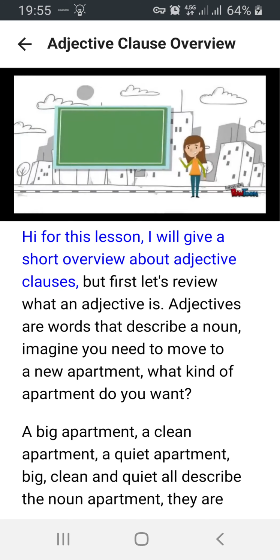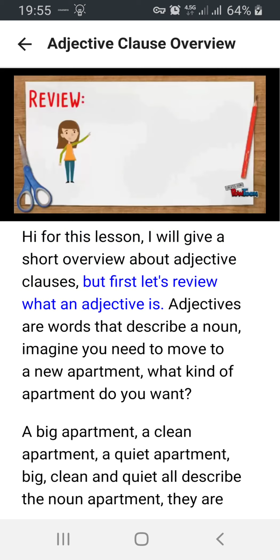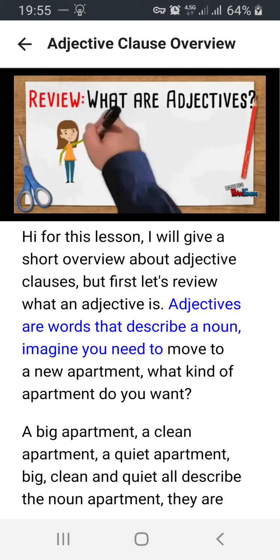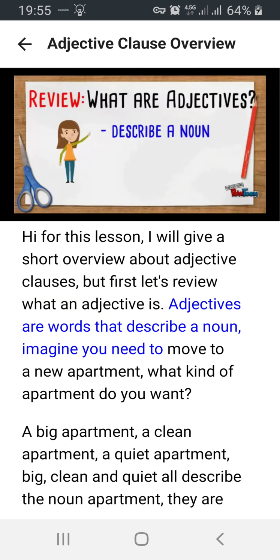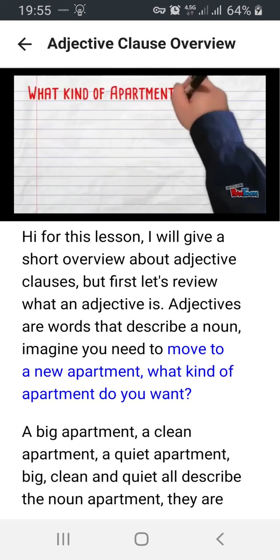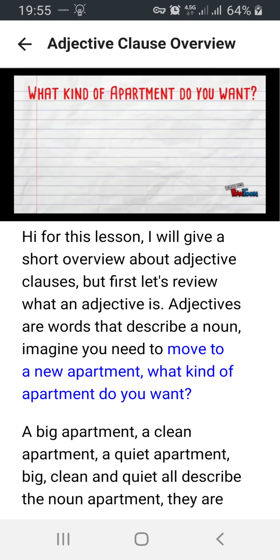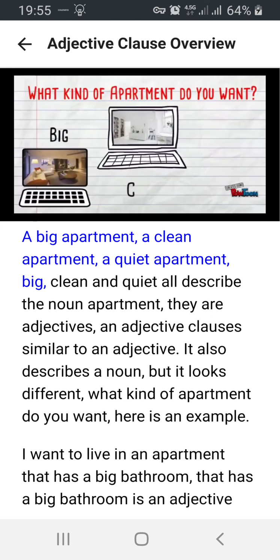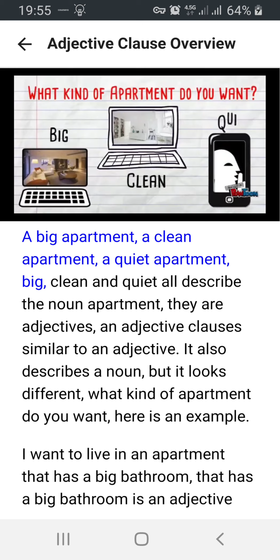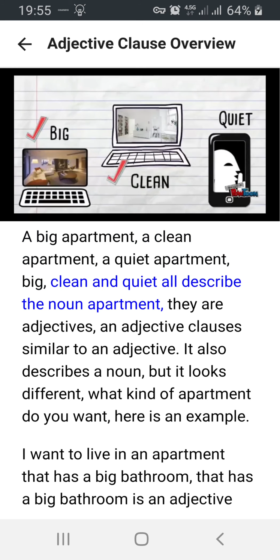Hi, for this lesson, I will give a short overview about adjective clauses. But first, let's review what an adjective is. Adjectives are words that describe a noun. Imagine you need to move to a new apartment. What kind of apartment do you want? A big apartment? A clean apartment? A quiet apartment? Big, clean, and quiet all describe the noun apartment.